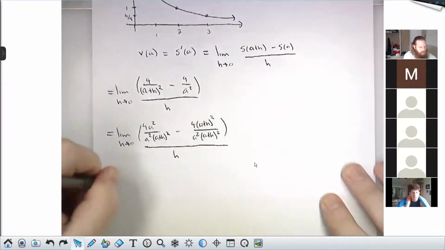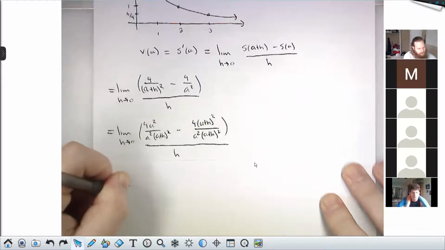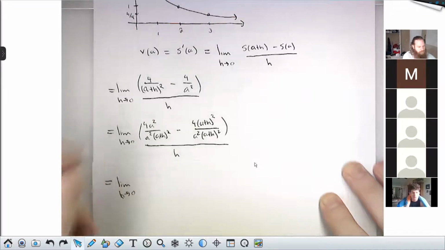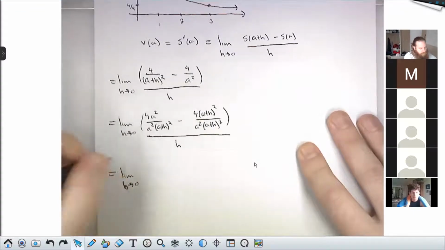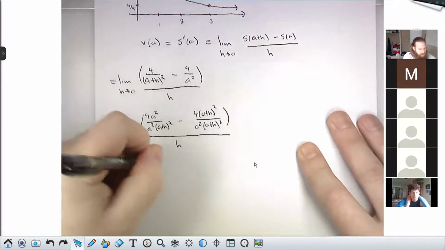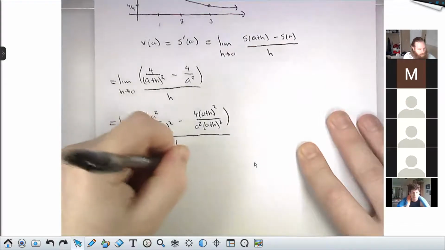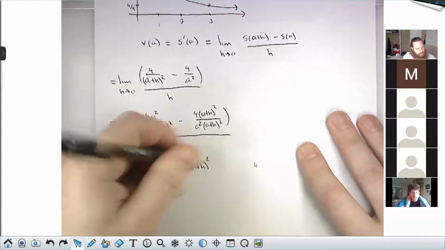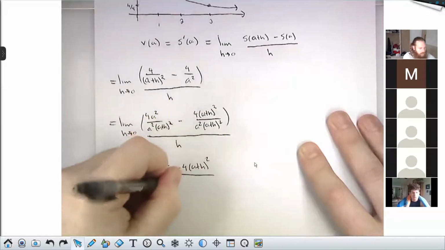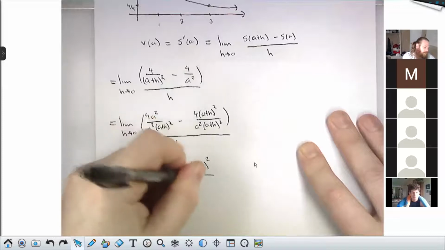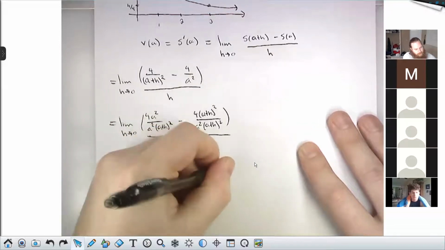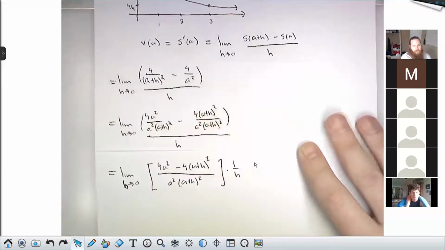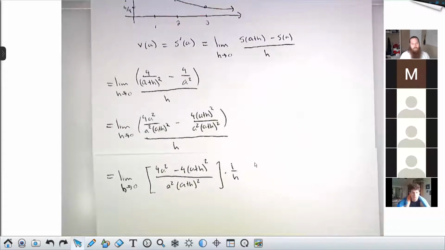Now in my next line, I'll have the limit as h goes to 0. I'm ready to put those two fractions together. Upstairs here, I'll have 4a squared minus 4(a plus h) quantity squared. All of that is being divided by a squared times (a plus h) squared. And to get rid of that h from the bottom, I'm going to just write this as multiplied by 1 over h. Right? Dividing by h is the same as multiplying by 1 over h.